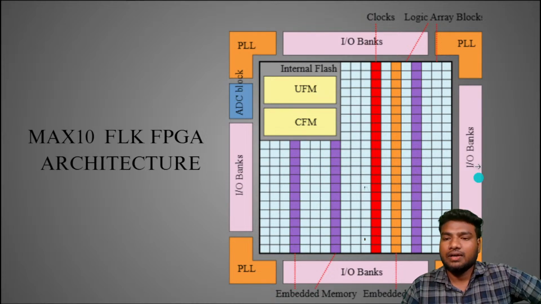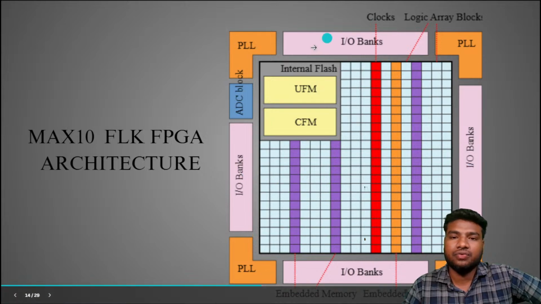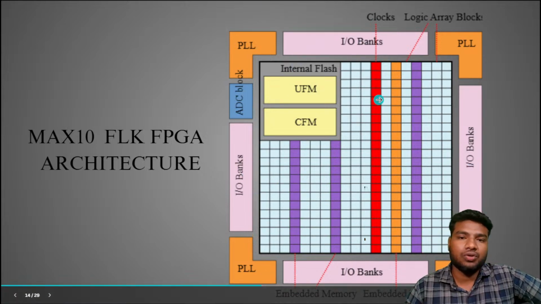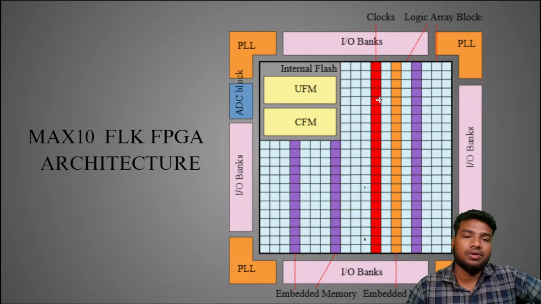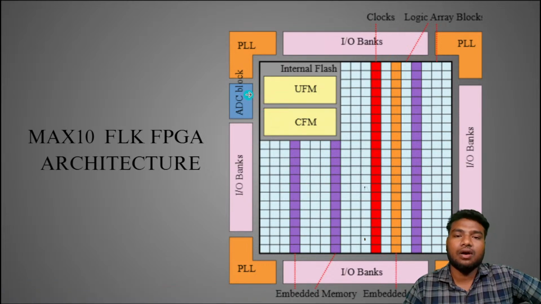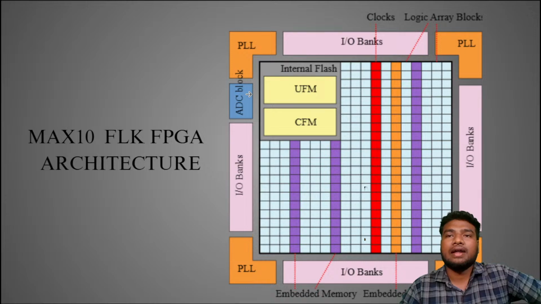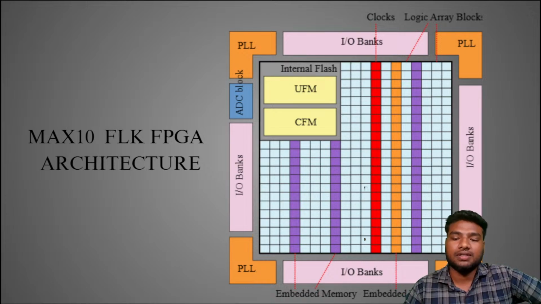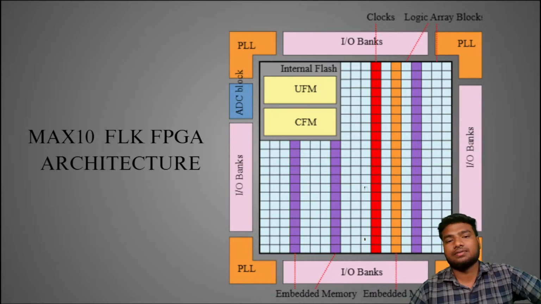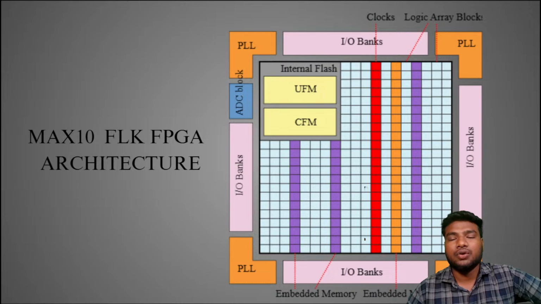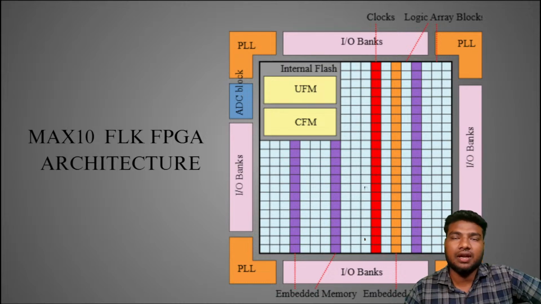You can see all four sides have IO banks for input-output communication outside of the board. And then it has the ADC block. If you have two pins, one a digital pin and another an analog pin, in the digital pin we can't transmit analog signals. For that we use a separate analog block.